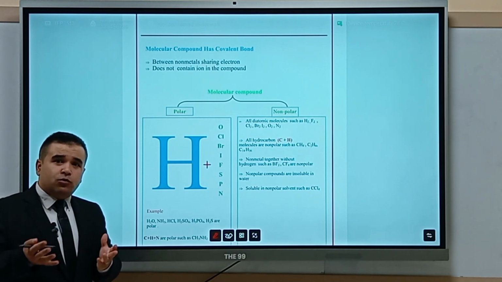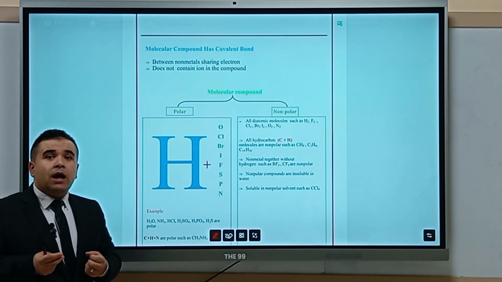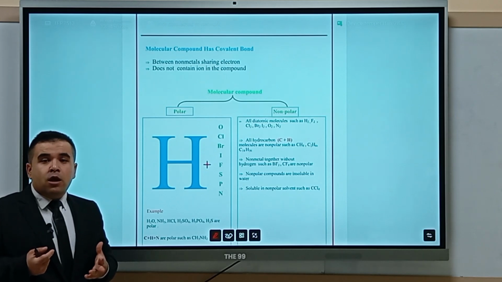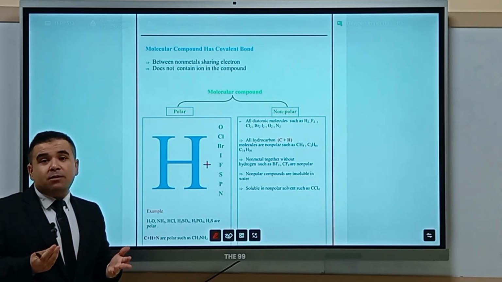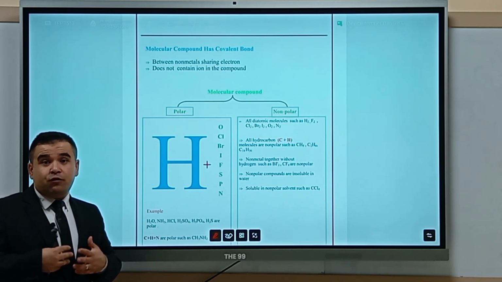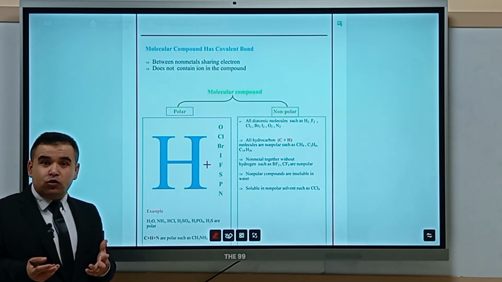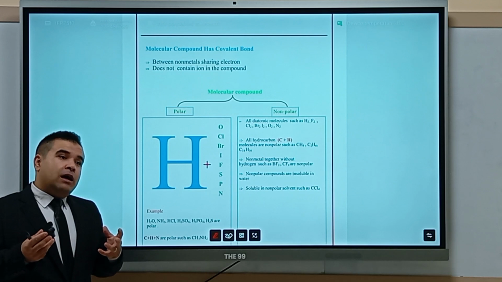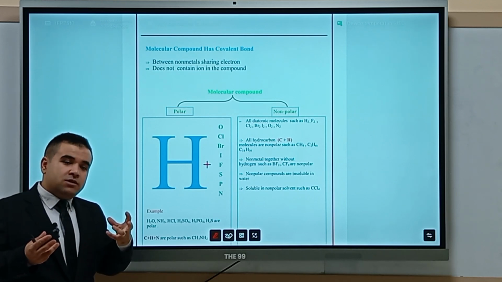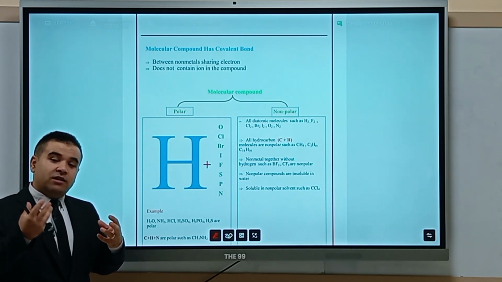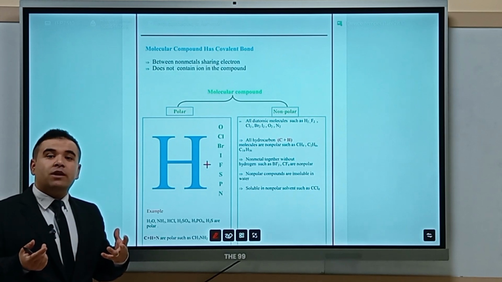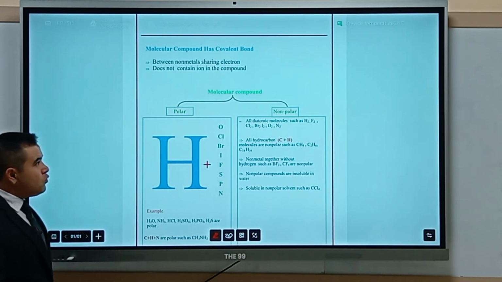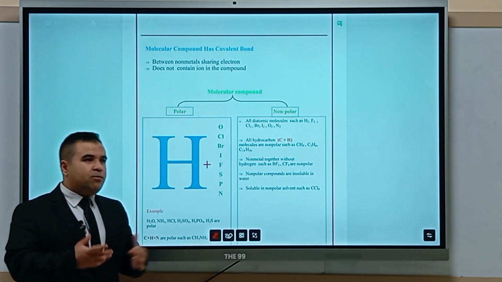Those which are polar molecular compounds and those which are non-polar molecular compounds. We have to recognize the polar molecular compounds or differentiate between them and the non-polar molecular compounds. Why? Because the polar compounds do not dissolve in non-polars, and the non-polars as well do not dissolve in the polars. So how to differentiate between polar and non-polar?